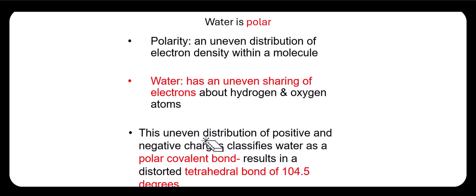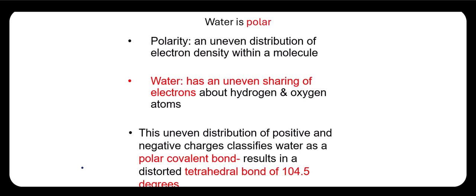Okay, so our polarity is what we were talking about. The partial charges, making that sharing an unequal sharing. So unequal or uneven sharing of electrons around the hydrogen and the oxygen gives us a polar covalent bond with a bond angle of 104.5 degrees.